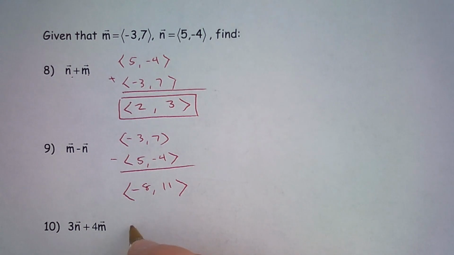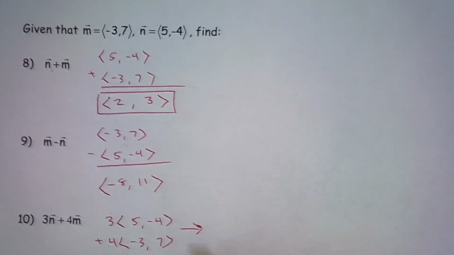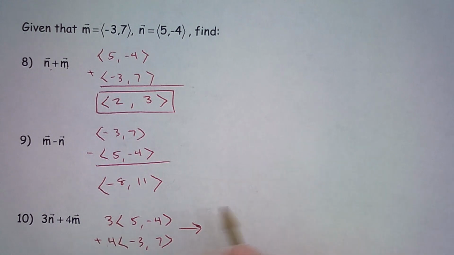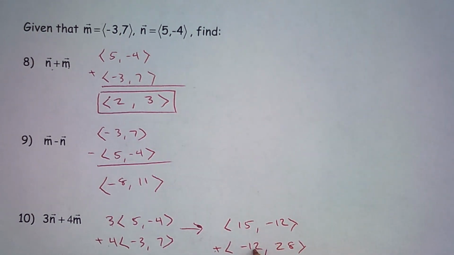And then we have 3 times n, so 3 times 5, -4, plus 4 times m, 4 times -3, 7. I'm going to rewrite that. I'll multiply by this scale factor, so I've got 15, negative 12, plus negative 12, 28. 15 plus negative 12 is 3. Negative 12 plus 28 is 16.